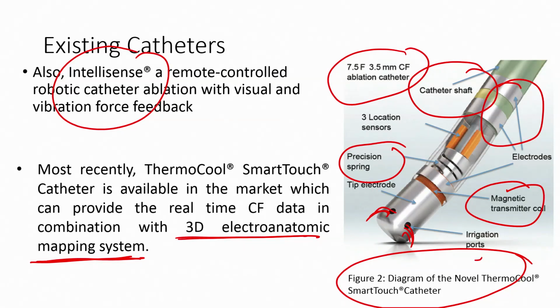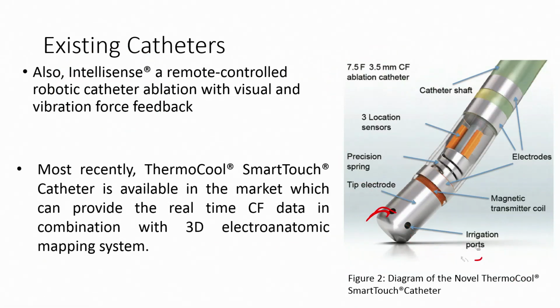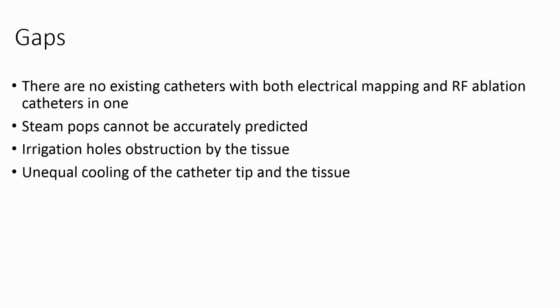Right. So, this is what we have talked about, the existing catheters and atrial fibrillation. So, what are the gaps? Very important. What are the gaps in the current technology and how can we fill those gaps? One of the things is there is no existing catheter with both electrical mapping and RF ablation in one. However, we have just seen that recently electrical mapping and RF ablation can be done using a single catheter. So, now this is not anymore a gap.